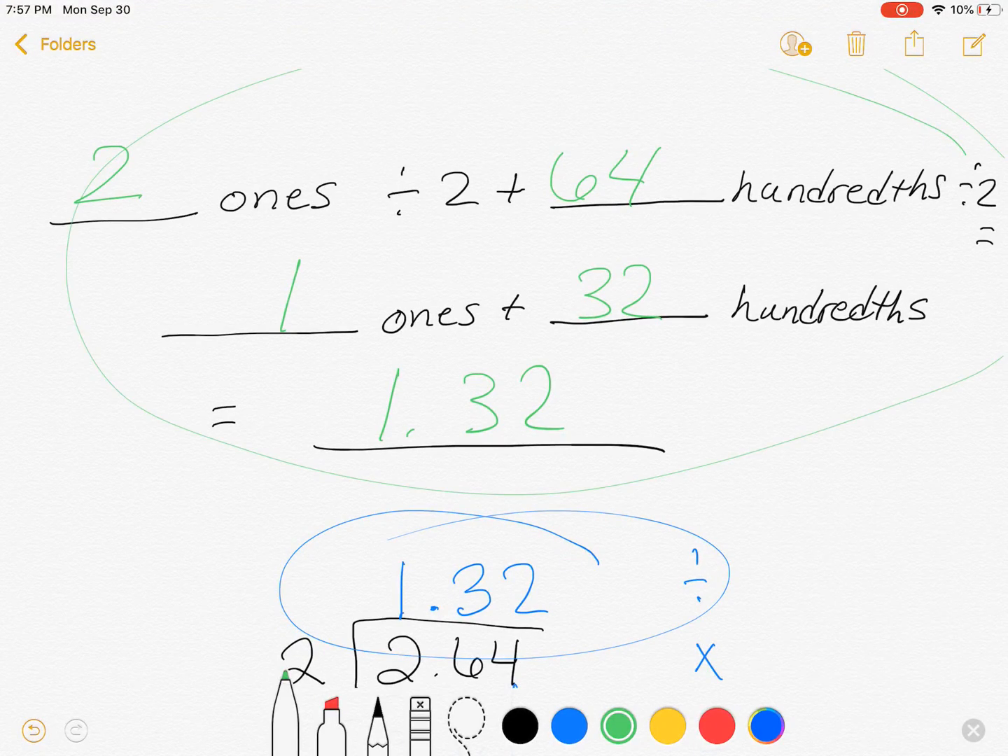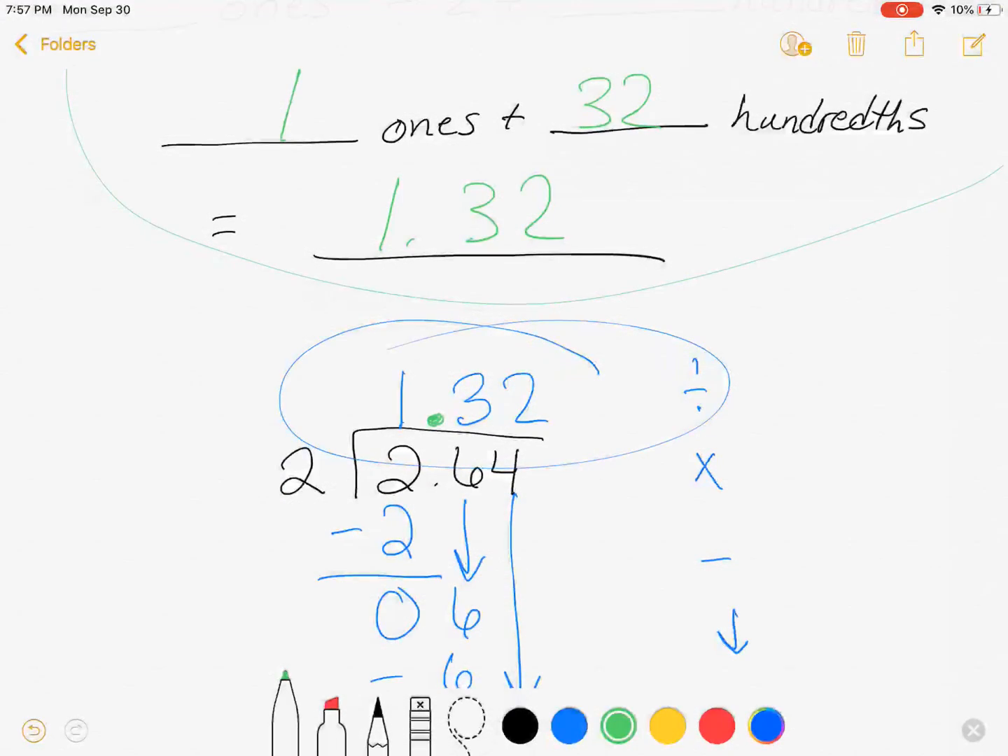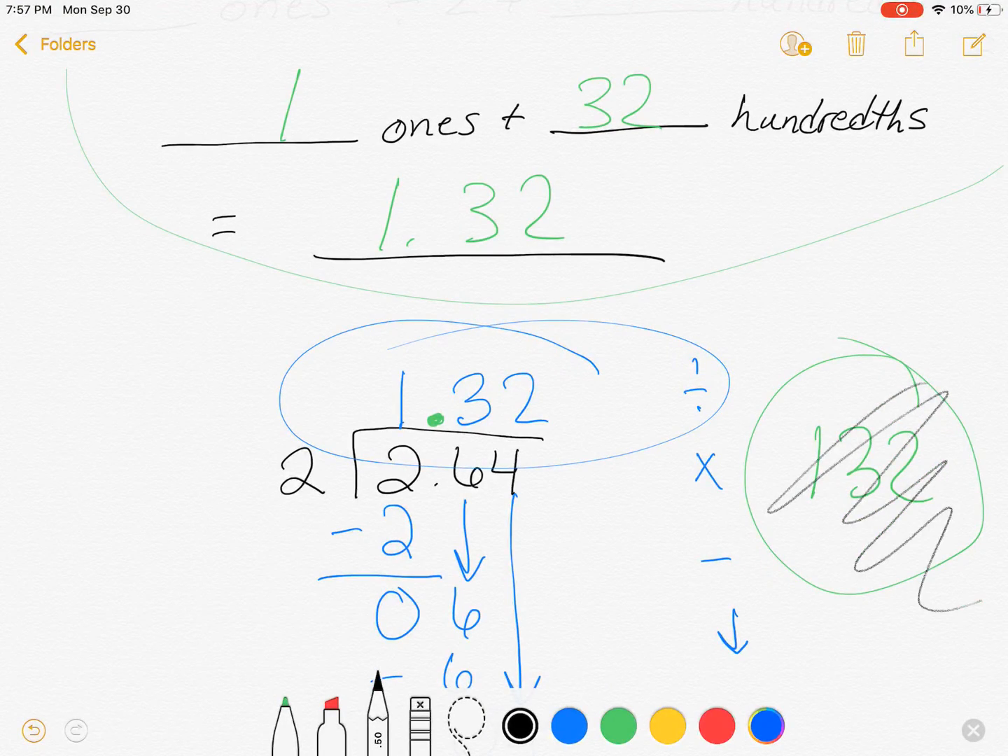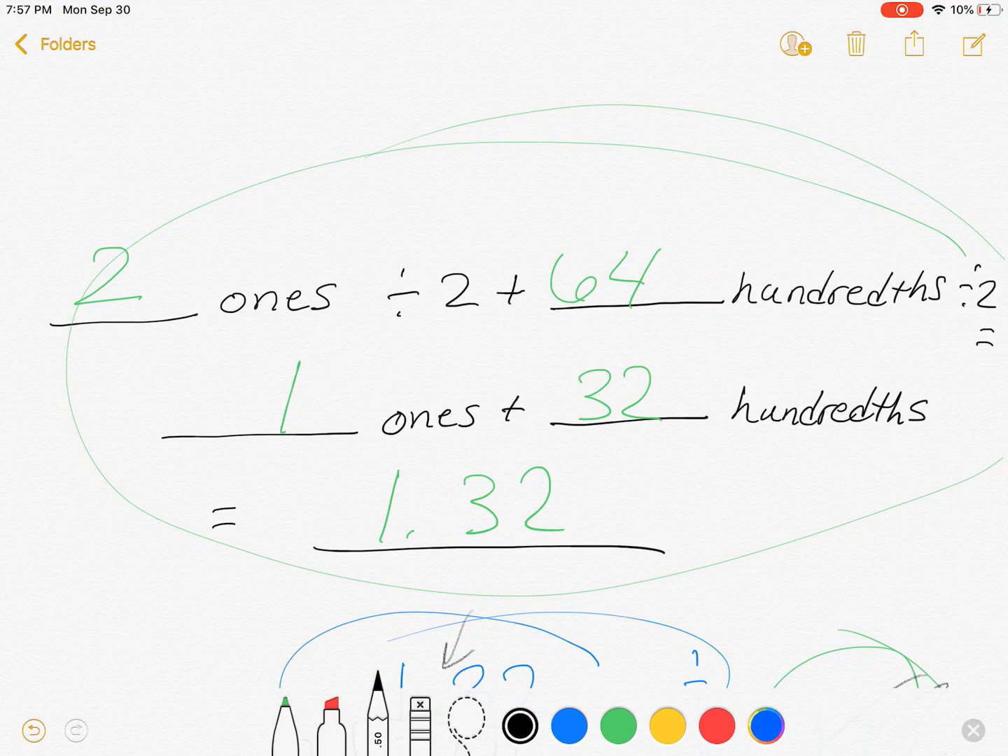Solving by using unit form can also help us make sure that our answer is reasonable. Because if we had forgotten to put that decimal, would 132 be a reasonable answer for 2 6400ths divided by 2? No, not at all. So we have to remember our place value, and unit form can help us.